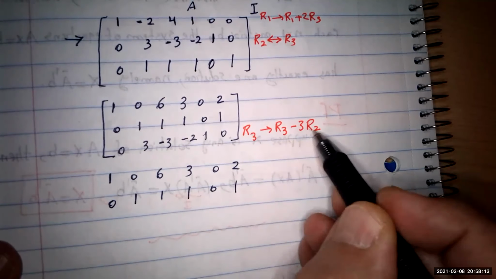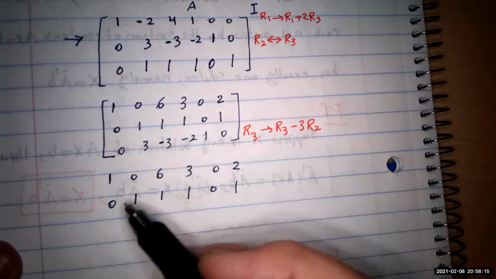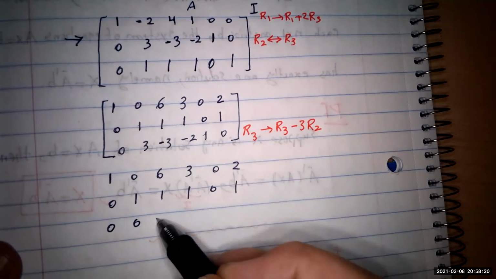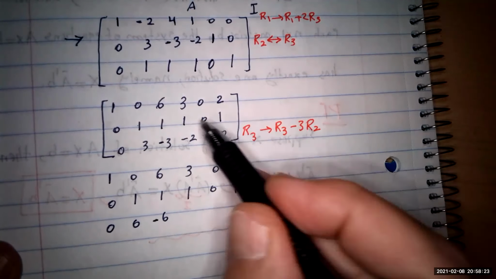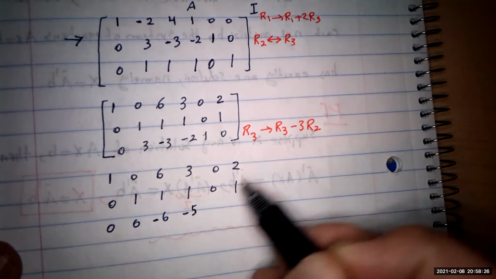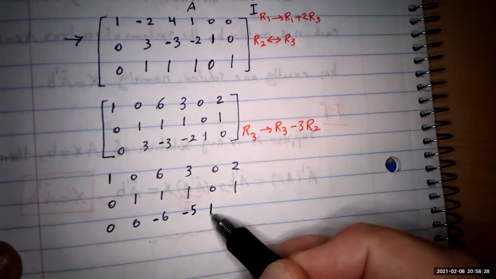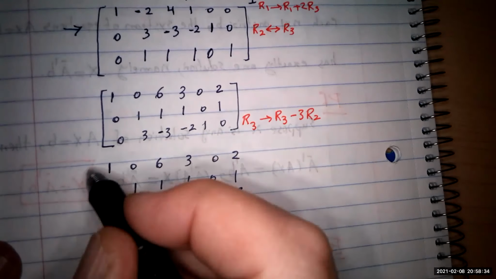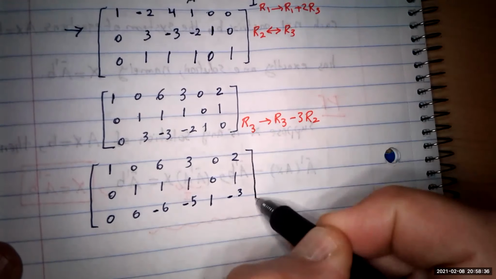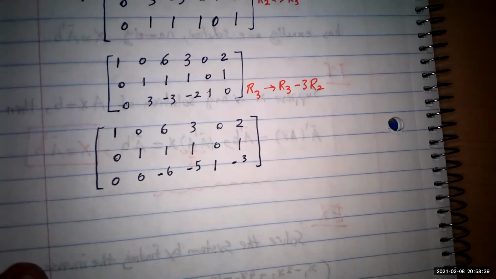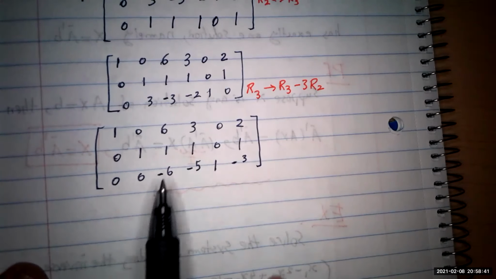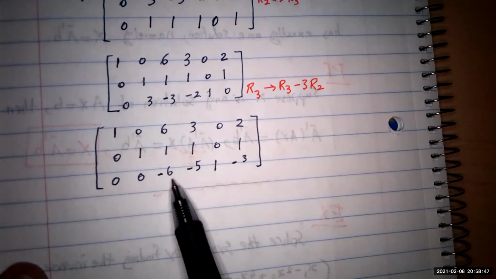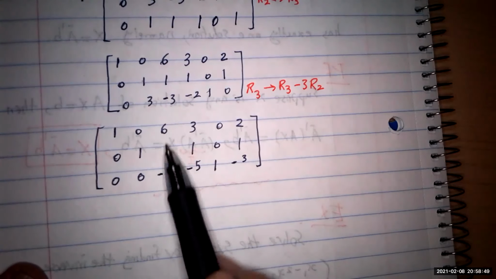Okay. Now R3 minus 3R2. So that's 0, 0, 3R3 gives you a negative 6, negative 3 makes it negative 5, and that would remain the 1, and that would be a negative 3. Okay, so we're almost there. Remember the target is to make this into the identity. So what we need is the 1 here and the 0 on the top.